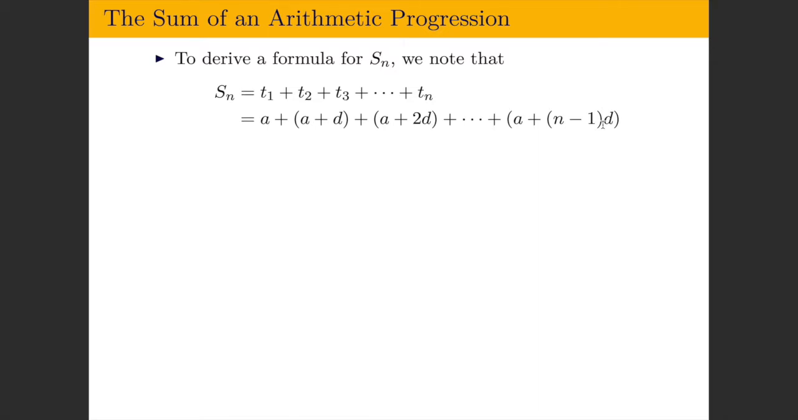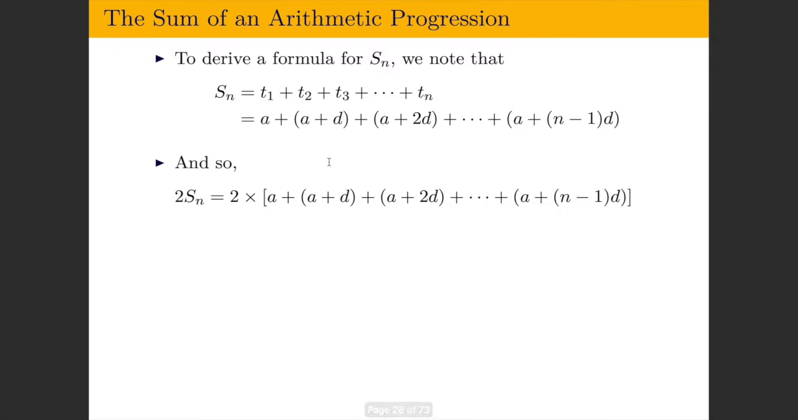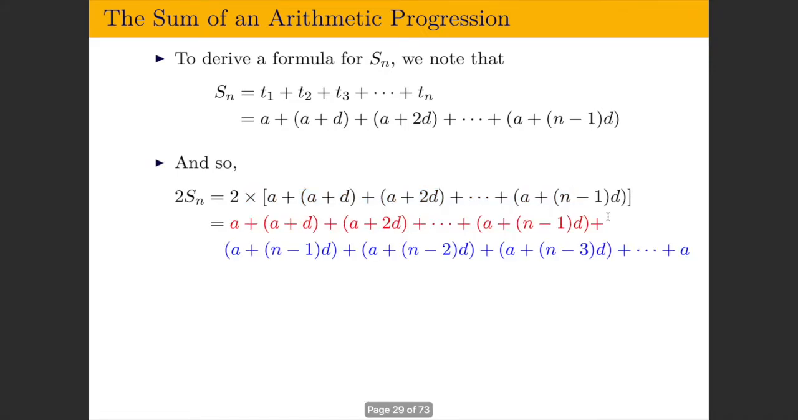So to do that, I'm going to do something a little bit tricky. I'm going to multiply both sides by 2. So here we've got Sn is equal to this long expression here. I'm going to multiply both sides by 2. And I'm going to rewrite this 2 times this big expression. Instead, I'm going to write it as, you'll notice in red, here is the original expression, A plus D plus A plus 2D. And then in the blue, I have the same expression, but in the reverse order of summation. And remember, when you add things together, it doesn't actually matter the order that you add them. You will still get the same answer.